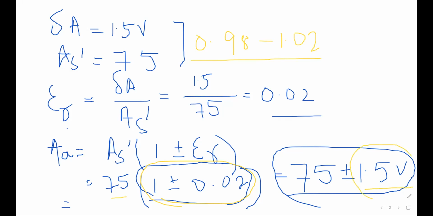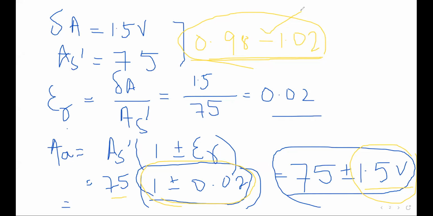A question may come in your mind, ma'am, why have you written this? See, when you are asked, two questions arise from here. If you're asked to find out the guaranteed value of the voltmeter lying within the limit, then your answer will be this one, 0.98 to 1.02. But in the question I have given you, they haven't asked for the limits. So I haven't done that calculation.